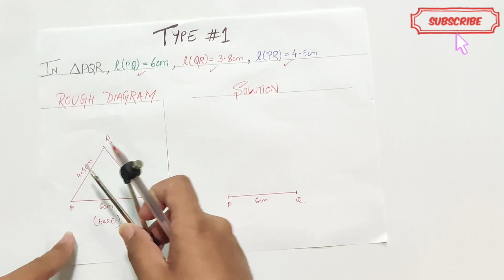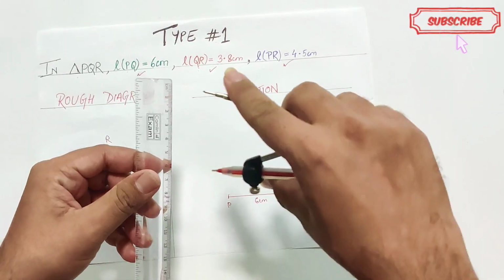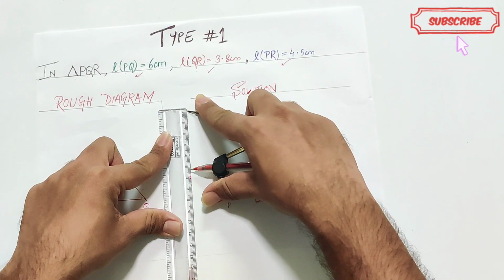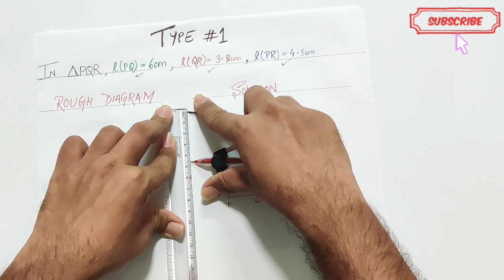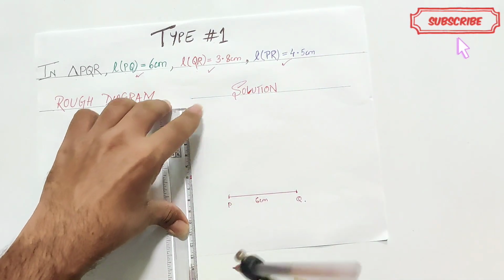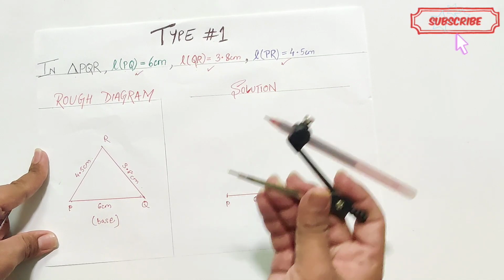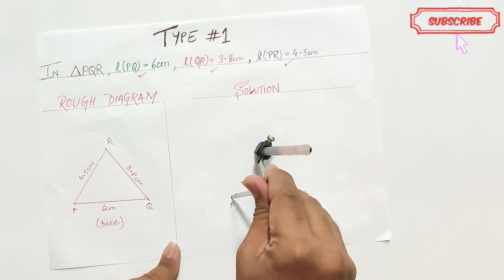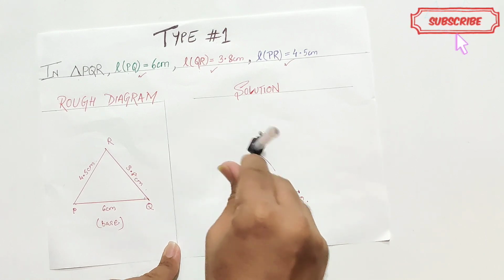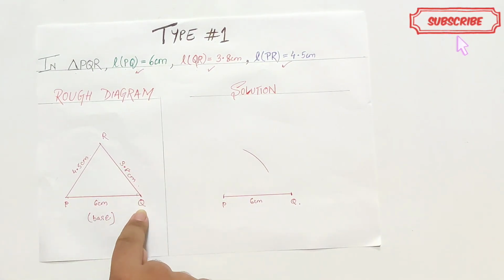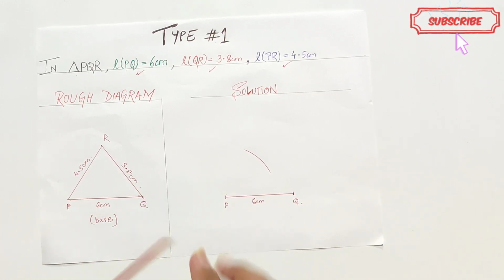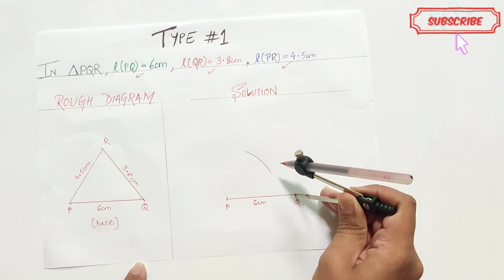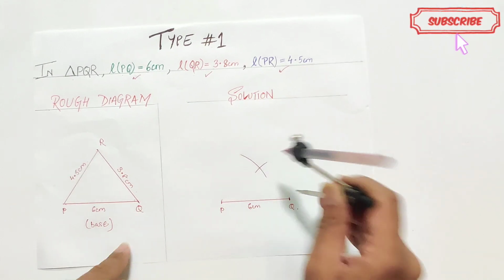As it is written 4.5 centimeter, we would be taking 4.5 centimeter on the rounder. So I keep my scale and take the correct measure as 4.5 centimeter. I'm done taking the measure. I keep the metal pointer on the point P, and I cut an arc. Now what I need to do is cut an arc from Q as well of 3.8 centimeter. Now I've taken 3.8 centimeter on the rounder. I will keep the metal pointer on Q and cut an arc.